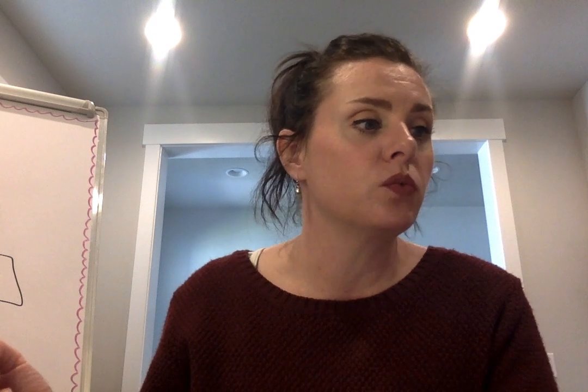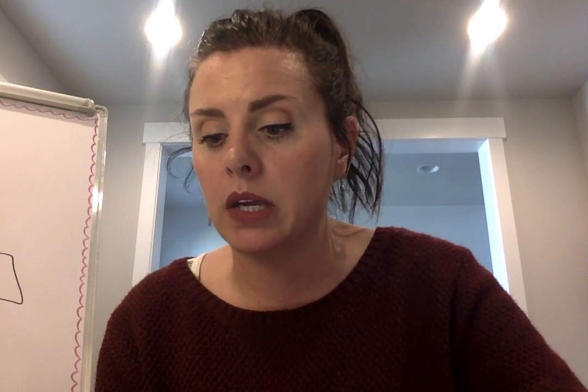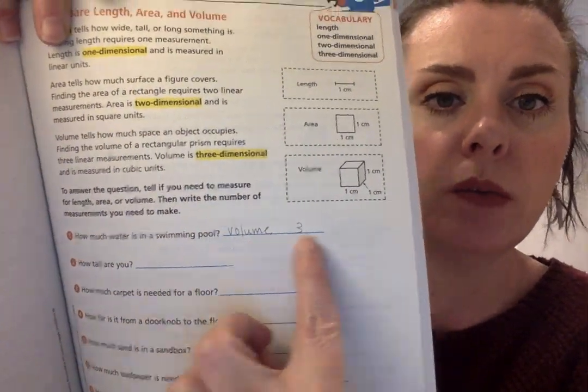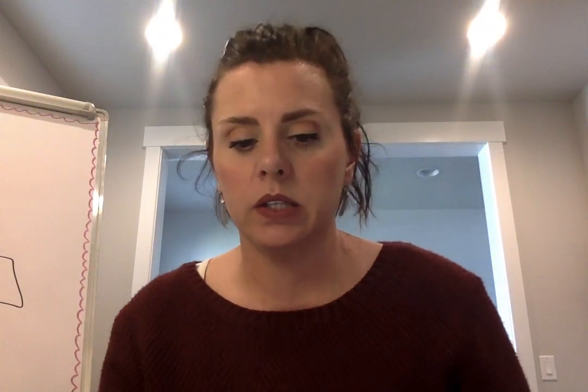And then we also have to write how many measurements we would need. And for volume, remember, it's length times width times height. So we would need three measurements. For number one, I would write volume 3. Okay. All right, let's look at number two.